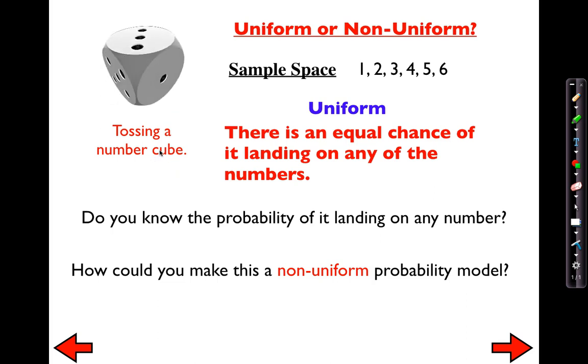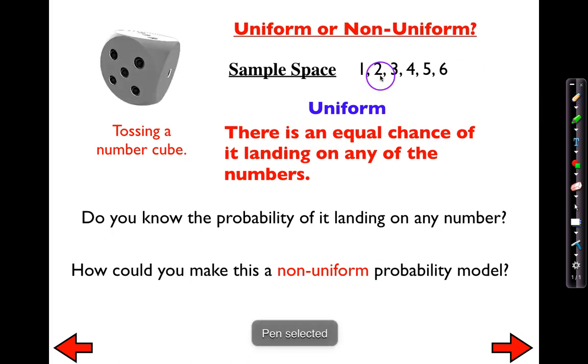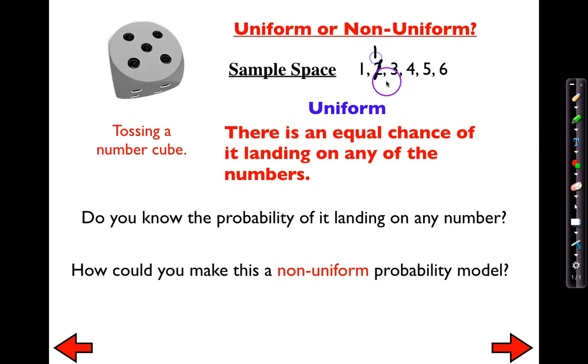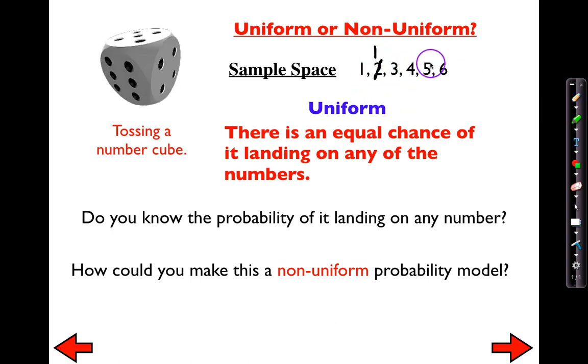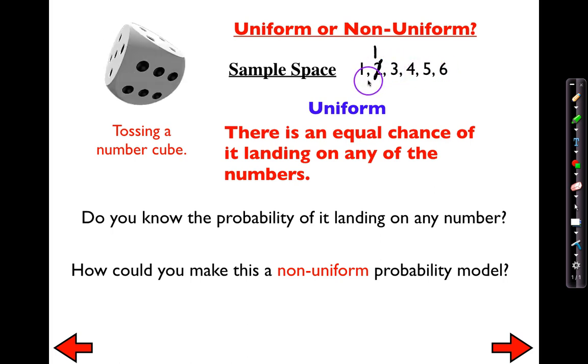Okay, but now what could we possibly do so that it's a non-uniform probability model? So make it so that it's not an equal chance of landing on any of the numbers. Well, there are different answers. Mine might be, okay, I'm going to change the 2 on the number cube into a 1. So now it's not equally likely to get a 1, 2, 3, 4, 5, 6, because now 1 is more likely to occur.